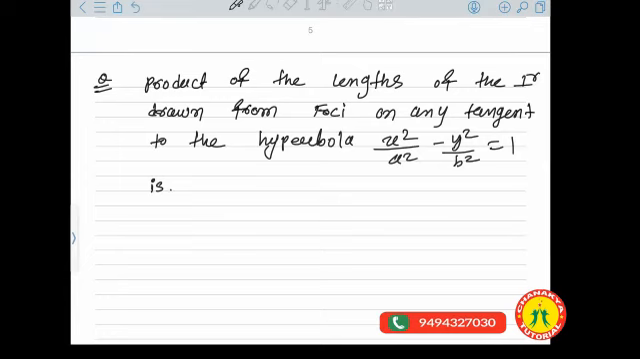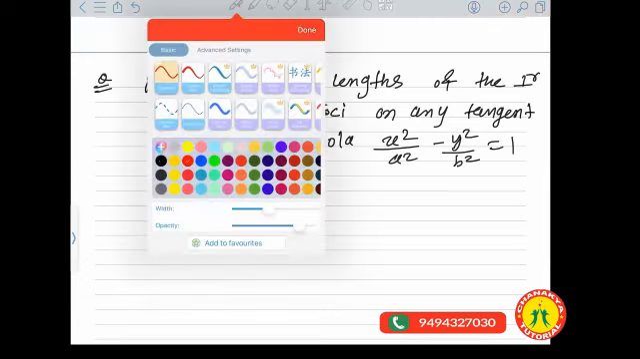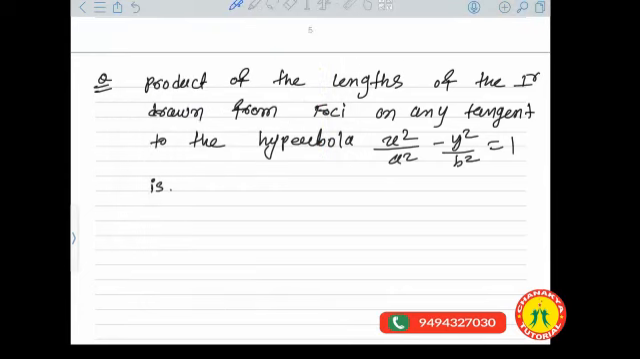Answer will be minus b square. Try to do. Answer is minus b square. And also we need to remember product of the length of perpendicular is minus b square. We need to remember. Please try to do.